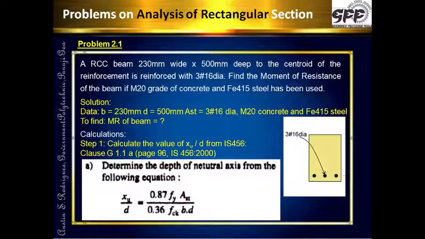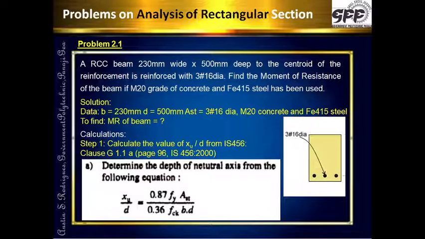So the first problem which we take is a RCC beam is given to us. A RCC beam 230 mm wide by 500 mm deep to the centroid of the reinforcement. It has been reinforced with 3 bars of 16 mm diameter. We have been asked to find the moment of resistance of the beam given M20 grade of concrete and Fe415 steel which has been used in this beam.